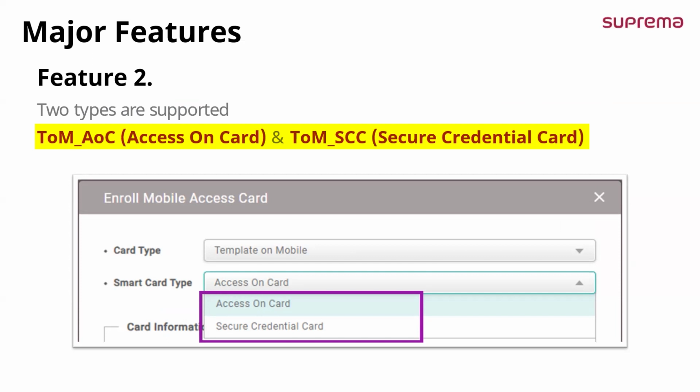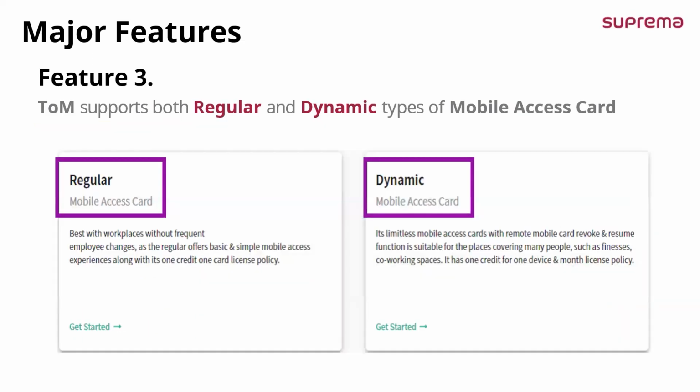Also, each type inherits the properties of the existing AOC or SCC type of Suprema's smart card as the same. Feature 3. TOM supports both regular and dynamic sites of a mobile access card. So, users need to check their environment first and select the type of mobile access card to be used.